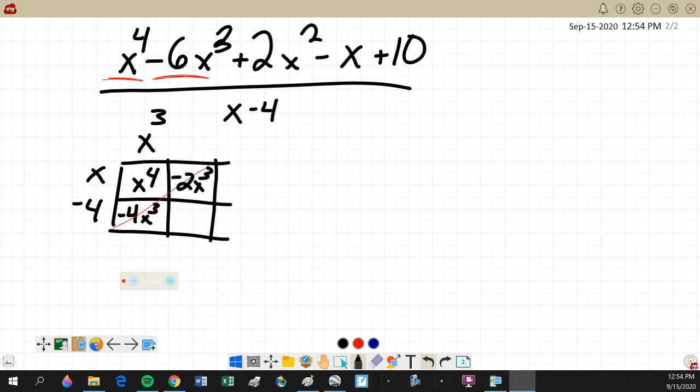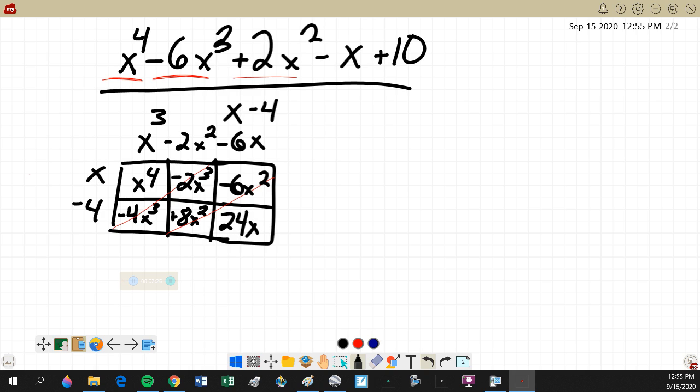Then rinse, lather, and repeat. Pull out an x, negative 2x squared. Negative 2x squared times negative 4 is negative 8x squared. Have I finished the numerator? No. So I add a column. These two need to add up to be 2x squared. I have 8, I need 2, so I subtract 6x squared, pull out an x. Negative 6x times negative 4 is 24x.